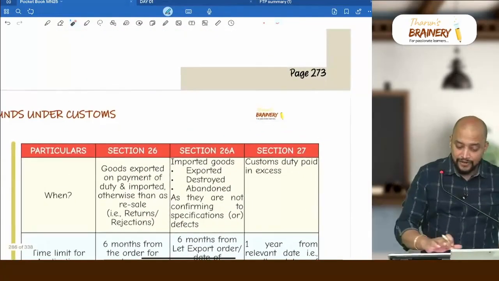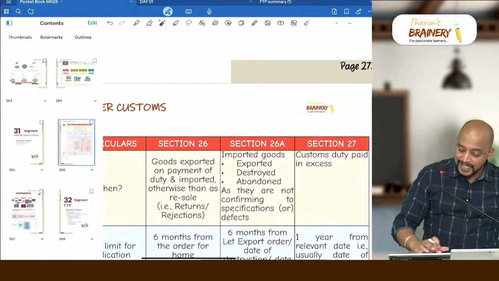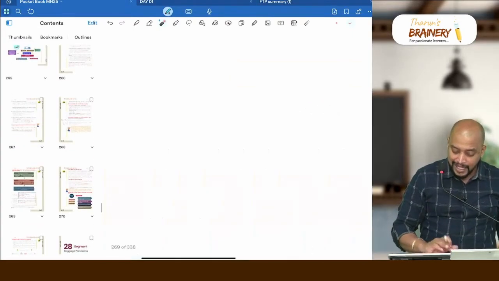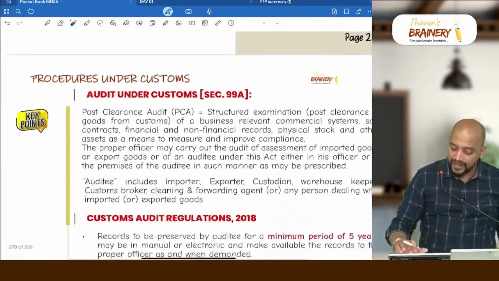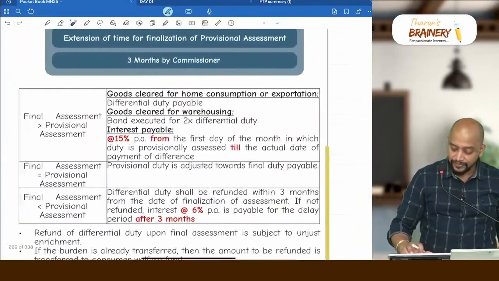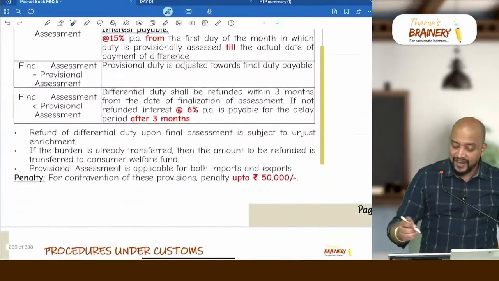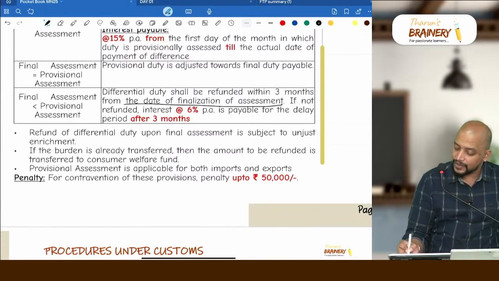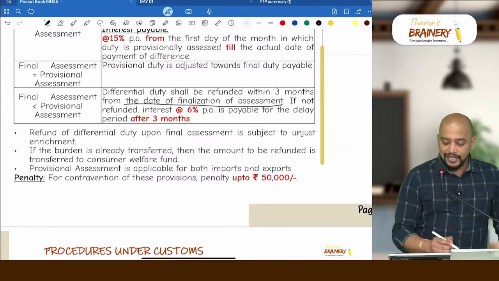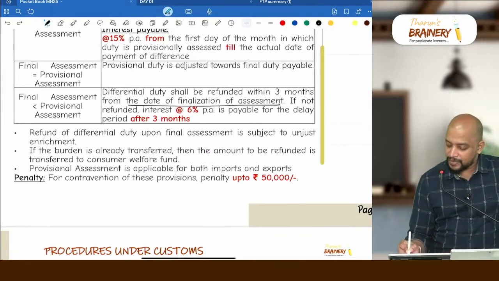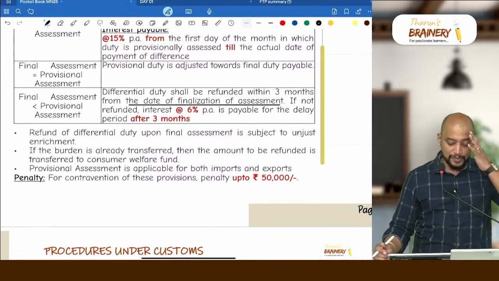Whereas in case of provisional assessment which is getting finalized, the interest will be computed in a different manner. Within 3 months after which date? Final assessment: from the date of finalization of assessment, not the date of application. If not refunded, then interest will be at the rate of 6% per annum. So remember, from the date of finalization of assessment.